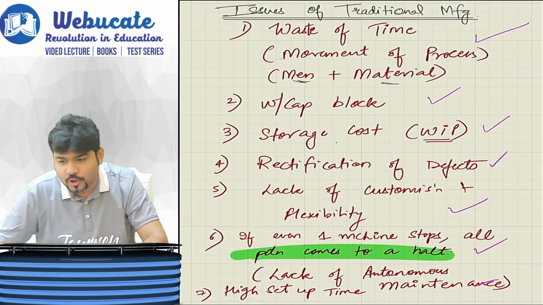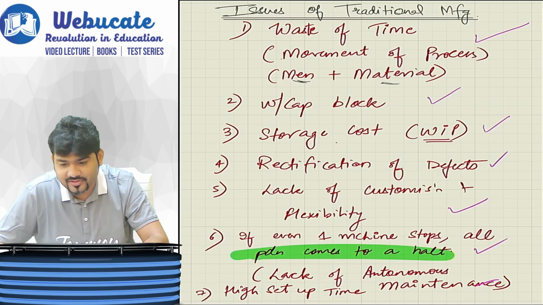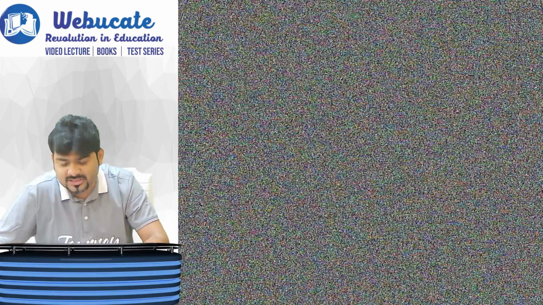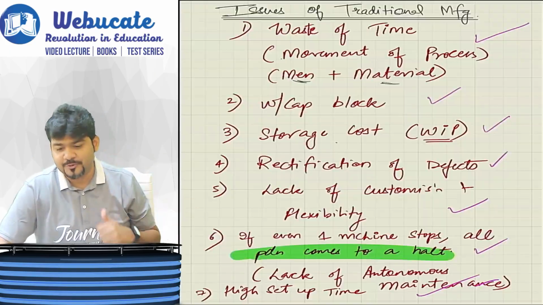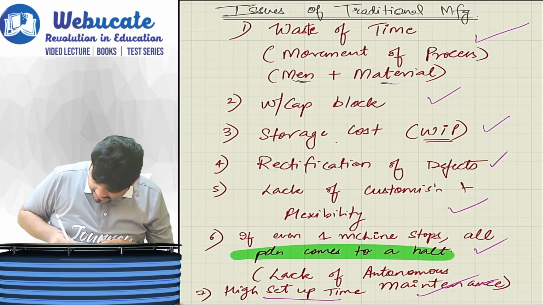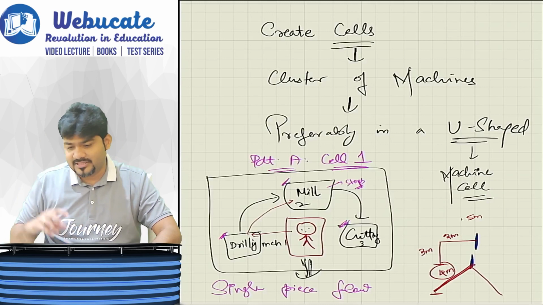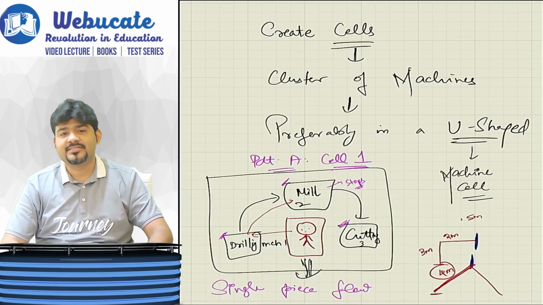This is also taken care of. Lack of autonomous maintenance was there. Here autonomous maintenance is possible because small machines we will train and do. High setup time there. Here the setup time will also be low. Small machines, quickly you can set up. You can set up for small batches. You can set up for small number of units.